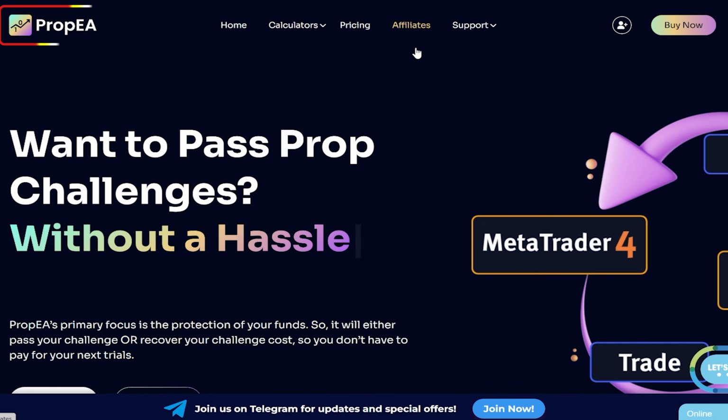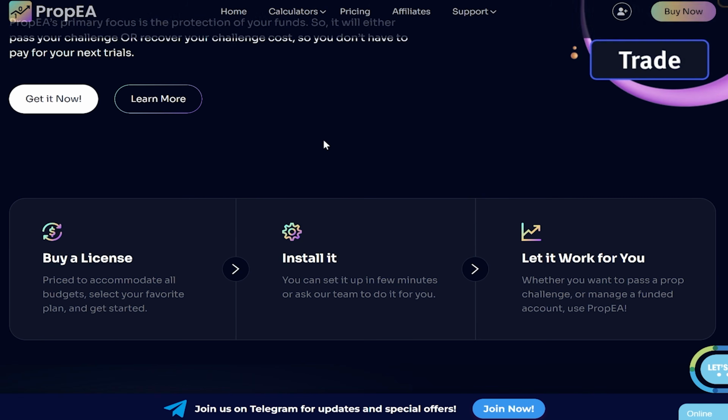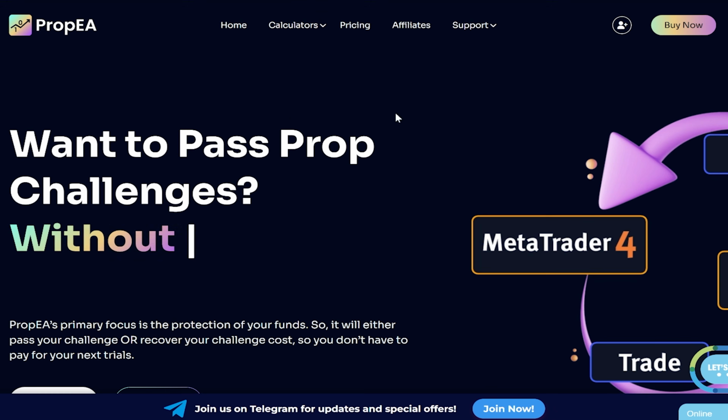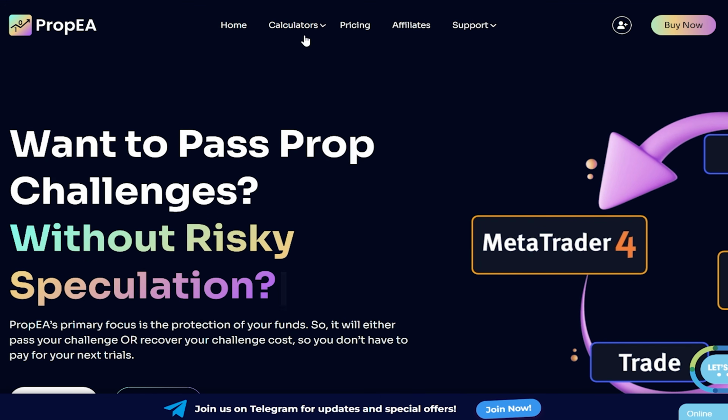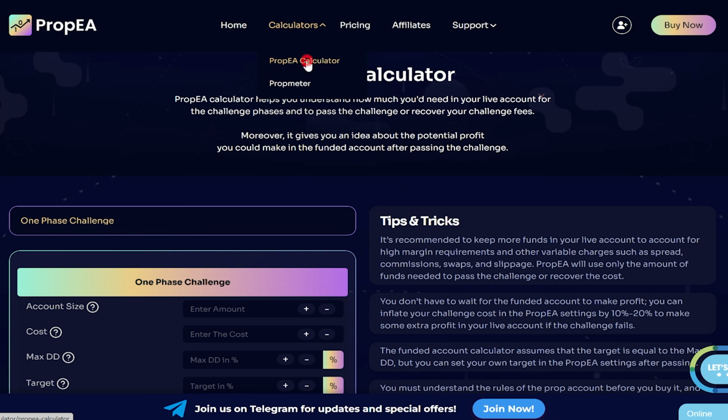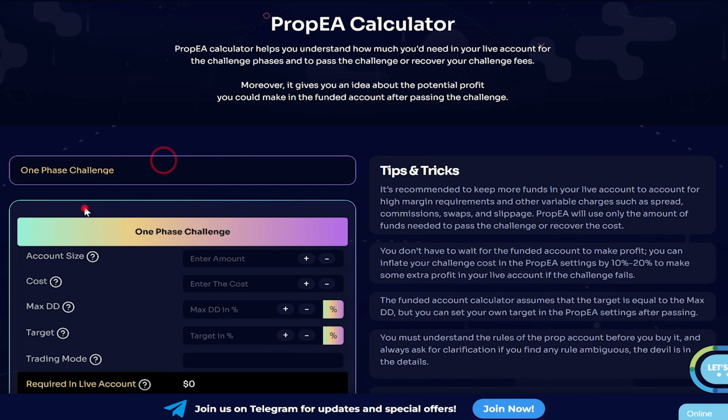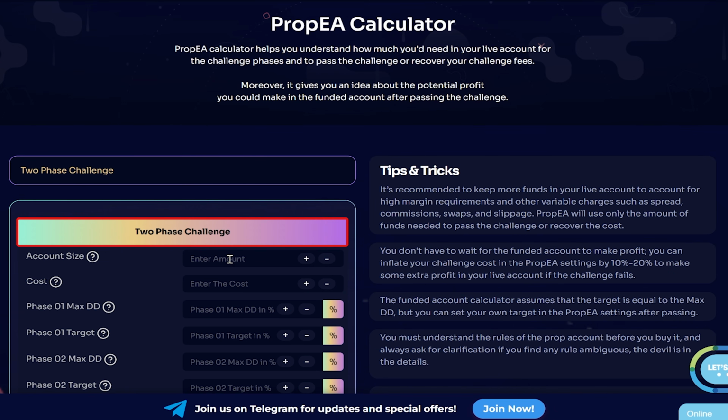So I'm on the Prop EA website now. It's a very professional, well put together website immediately, as we can see, and it does explain it, but I think the easiest way to explain the concept here is to go to its calculator. I'm going to be using it to pass a two-phase FTMO challenge. The account size is going to be 10K. The cost is actually 185, but I got a reduced cost of 105 just because they were running a promo when I went to buy. So I just want to recover that cost, so I'll put that in.